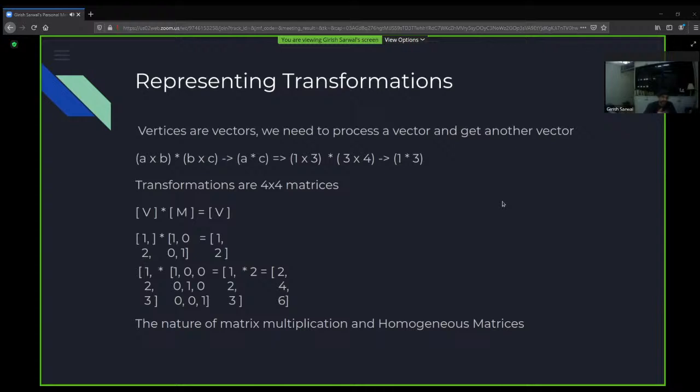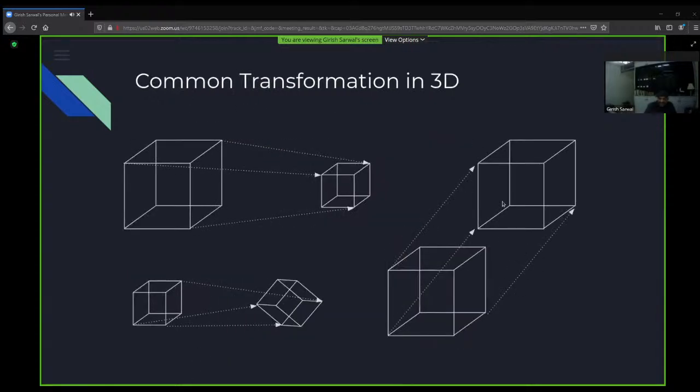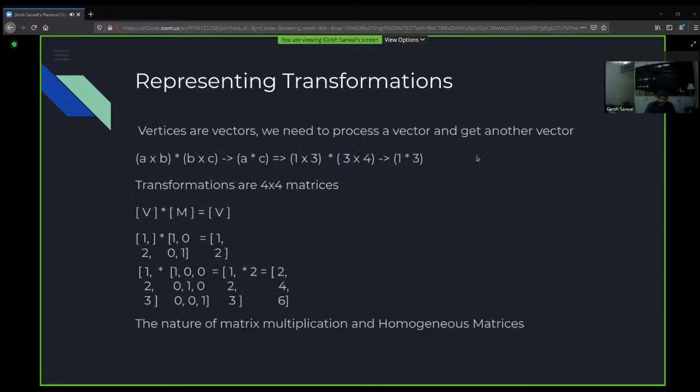So we saw how we represent geometry. We are now going to be discussing a little bit about how we represent a transformation. Just like geometry, which was being represented by a set of vertices or a set of vectors, since vertices are those vectors, we need to process every vector. If we go back to this slide, we realize that each of these vertices is being represented by a vector. So what we need to do is make some changes to this vector. We need to do a mathematical calculation on this vector and still get a vector out of it. So since vertices are vectors, we need to be processing a vector and getting back another vector out of it.